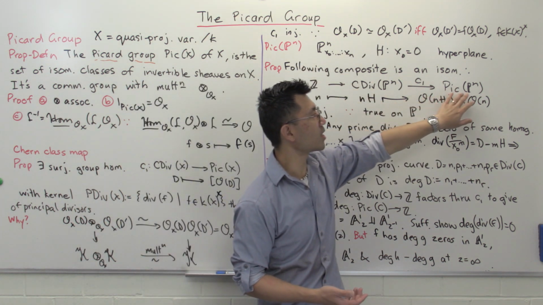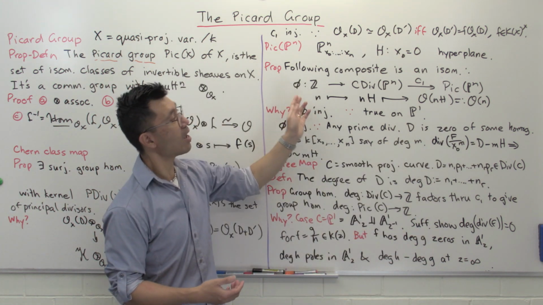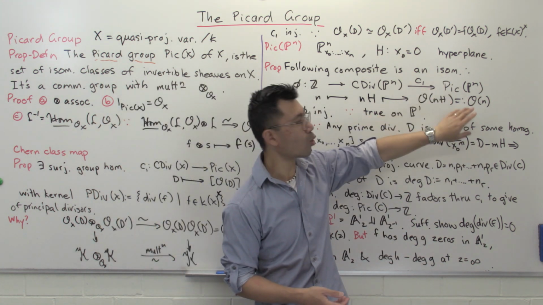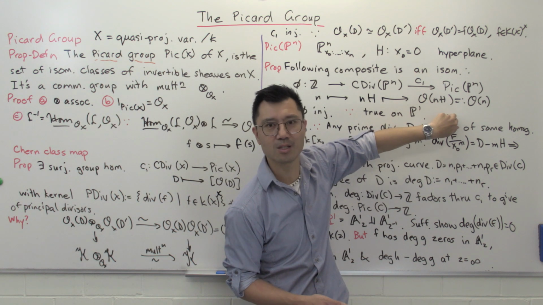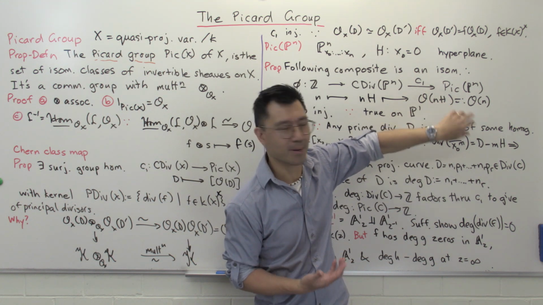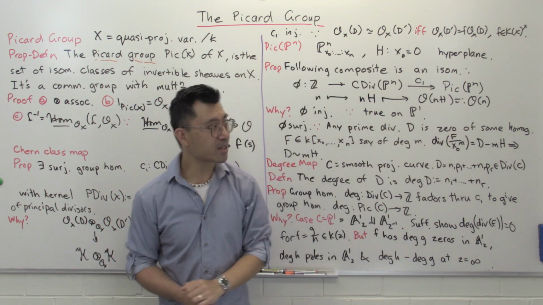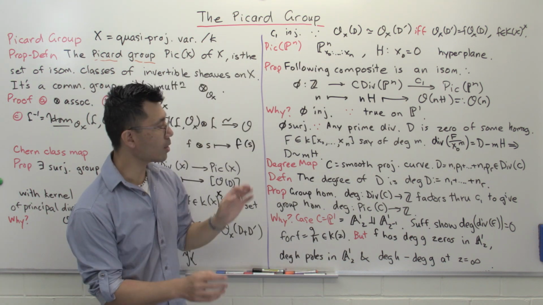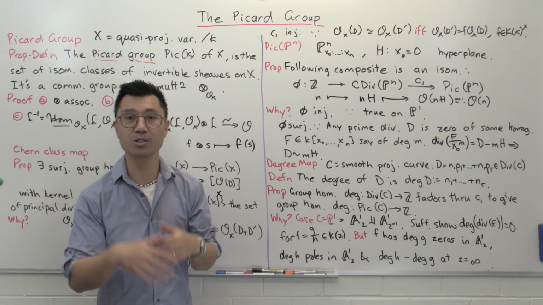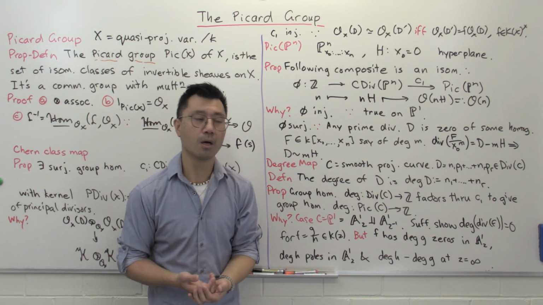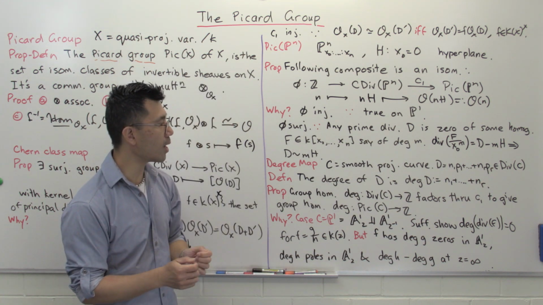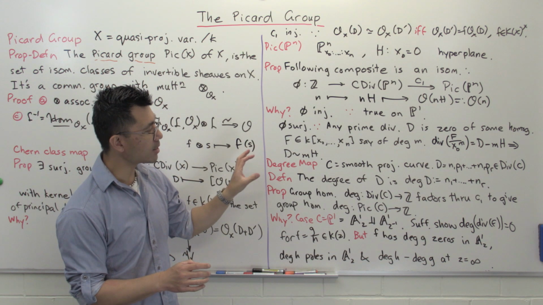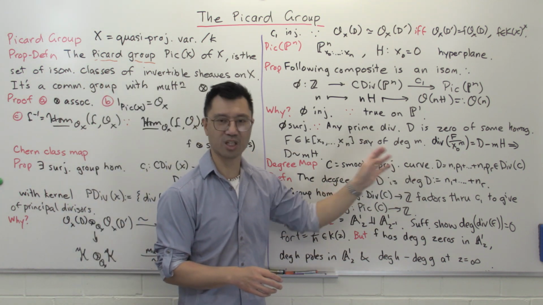The Picard group of projective space is isomorphic to Z, and in fact you can list quite nicely all the isomorphism classes of invertible sheaves on Pn. So that tells you a very good example. The other thing that we can do is, in general, the Picard group is not easy to calculate. One way we can do it, the easiest case, is when we have smooth projective curves.